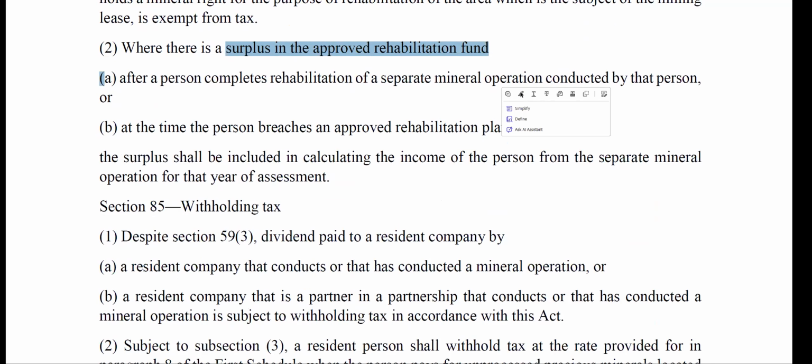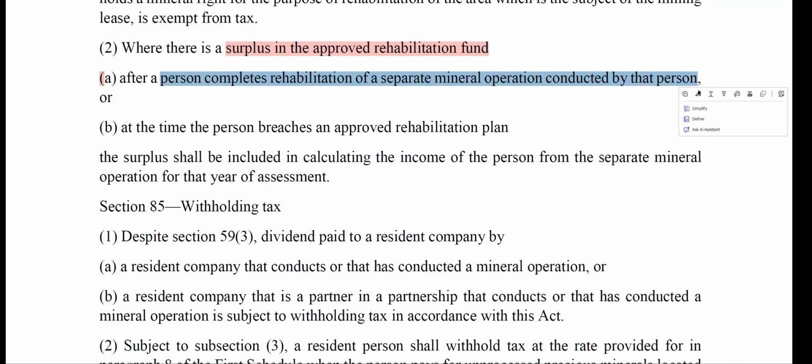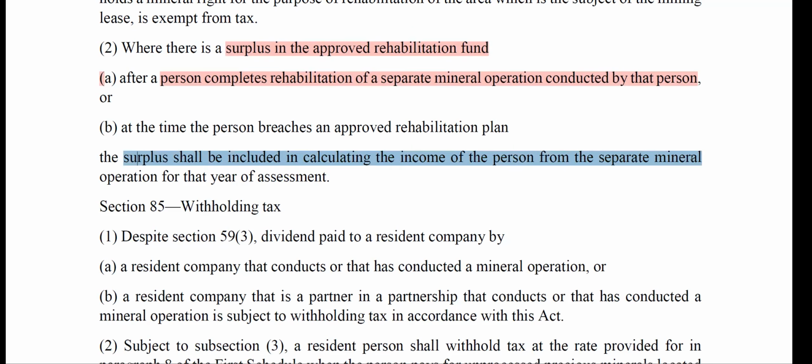Where there is a surplus in the approved rehabilitation fund, after a person completes rehabilitation of a separate mineral operation conducted by that person, or at the time the person breaches an approved rehabilitation plan, the surplus shall be included in calculating the income of the person from the separate mineral operation for that year of assessment. So you get the whole idea.